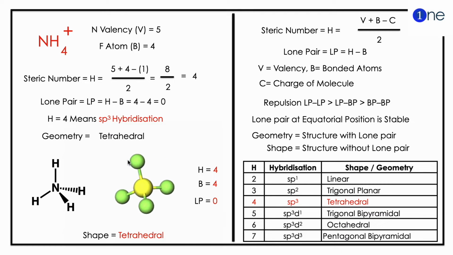H equals 4 means sp3 hybridization. The geometry will be tetrahedral. So the shape of the ammonium cation is tetrahedral.